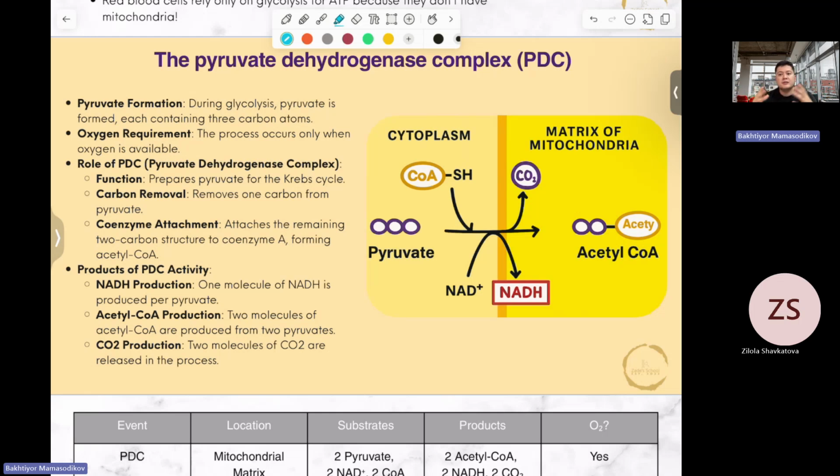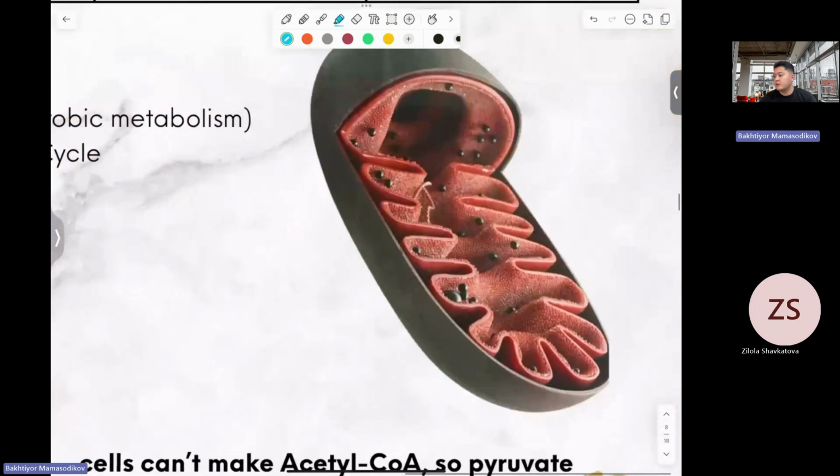Okay, what is this complex? This is a group of enzymes in the mitochondrial matrix. So in the mitochondria, as you can see here in this illustration, this is the outer membrane. This is the inner membrane, and this is the mitochondrial matrix, which is inside. Let me show you in this image. This is the matrix of the mitochondria.